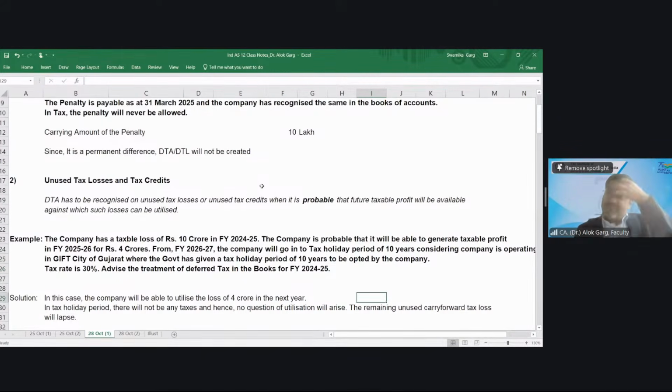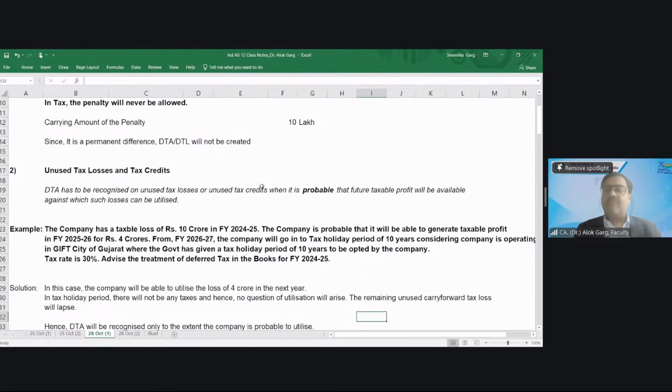Yeah, Karthik, what should we do here? So we should consider the losses up to 4 crores only and then create the taxable differences on that. Why, Karthik? Why not on the remaining 6 crore also? Because it is not probable to reverse those 6 crores in the future. Why? Because the company is going to the tax holiday, right? Yeah, that's right. But the tax holiday is only for 10 years. So after the 10 years complete, of course, this company will start earning.